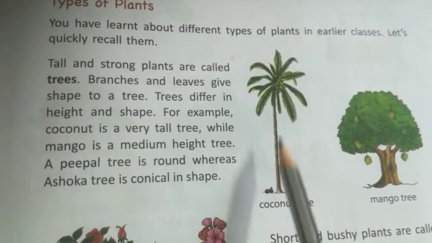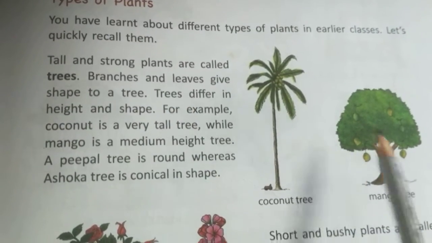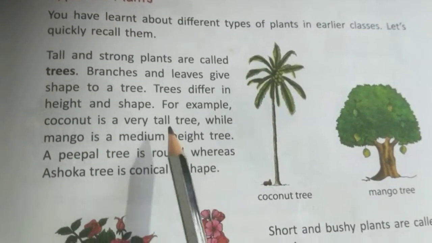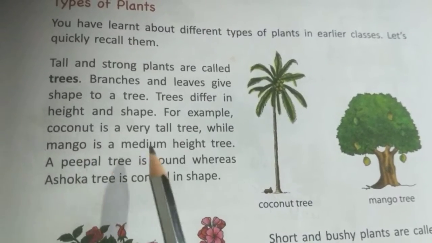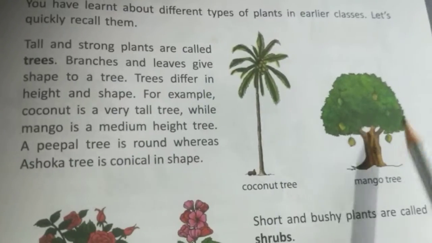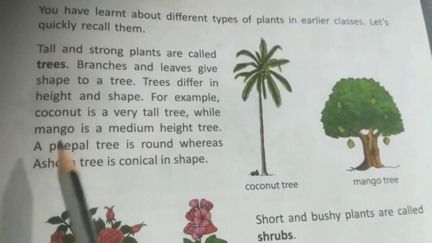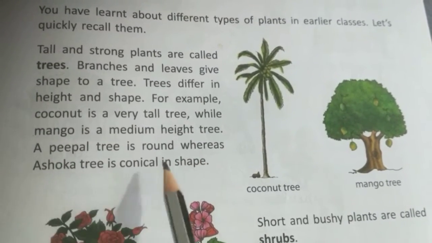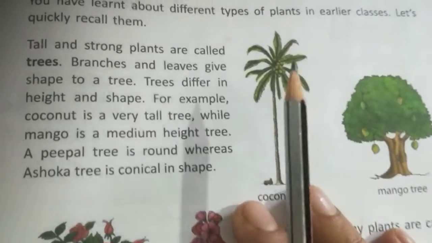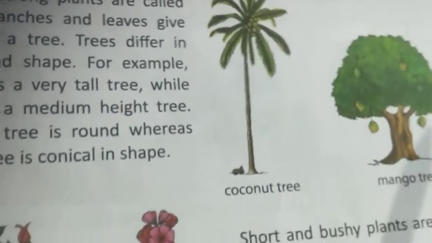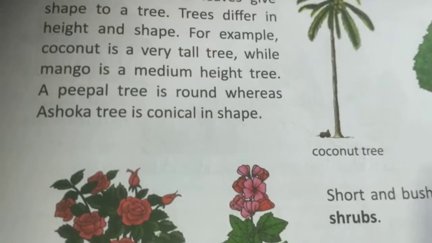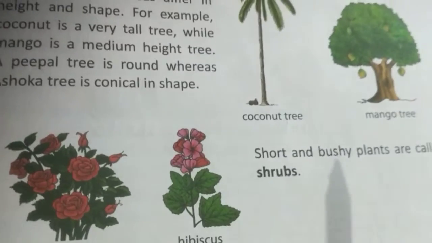Trees differ in height and shape. You can see trees can differ in height and shape. For example, a coconut is a very tall tree. This is a coconut tree. It's a very tall tree, while a mango is a medium height tree. This is a mango tree. It's a medium height tree. A peepal tree is round, whereas an Asoka tree is conical in shape. I had to send you the picture of an Asoka tree. While doing this chapter, let's see if I can send you again in this class.